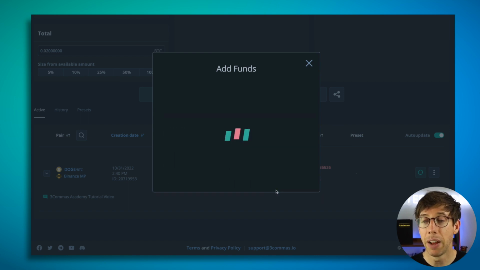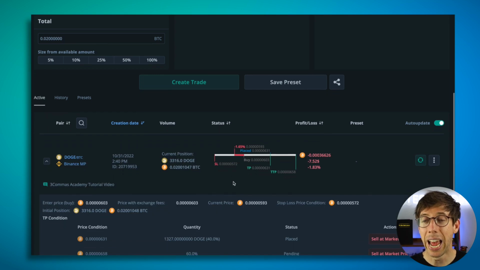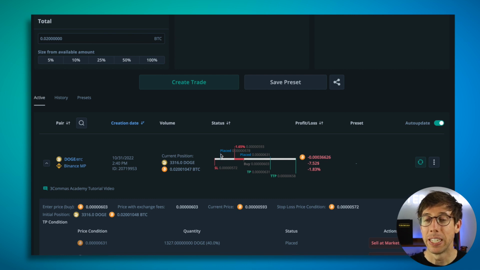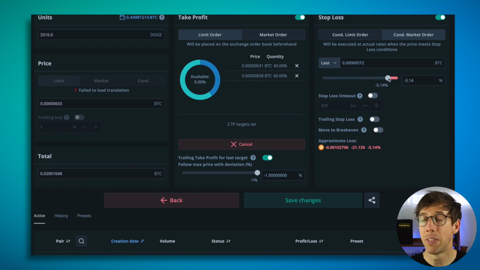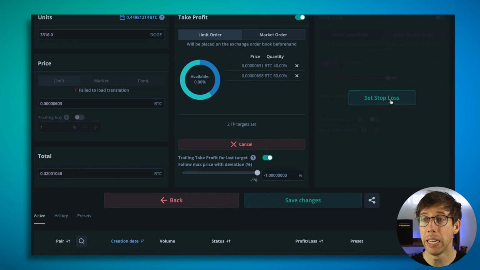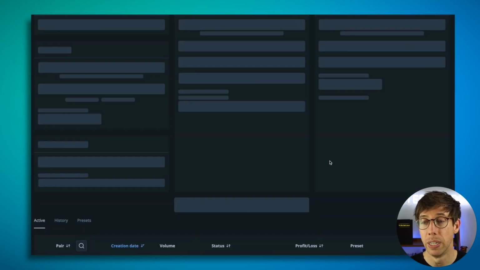Now note, I'm going to have to be careful about this because if I have a stop loss in play and an add funds order, that's not good. I don't want to buy more down here at 578 and then get stopped out. So if this is the way I'm going to be trading it, I'm going to need to edit my order and I'm going to either have to remove my stop loss completely if I'm going to follow DCA principles, or I'm going to have to move this down a lot more. So you have a lot of flexibility with how you can trade using 3Commas Smart Trade Terminal.